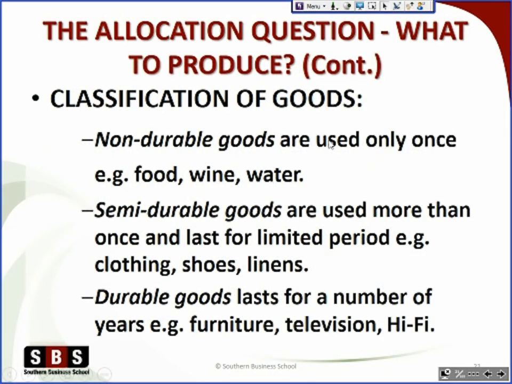Then, the classification of goods: you get non-durable goods, semi-durable goods, and durable goods. If you go through that, you'll understand what it means. I'm not going to explain it now. You must study it, and that tells you exactly what it is. There could be definition questions on these.